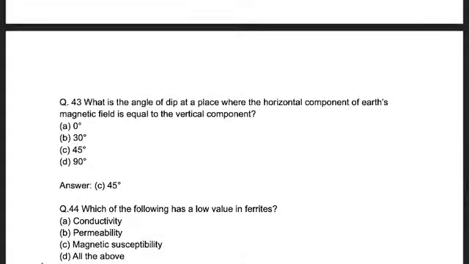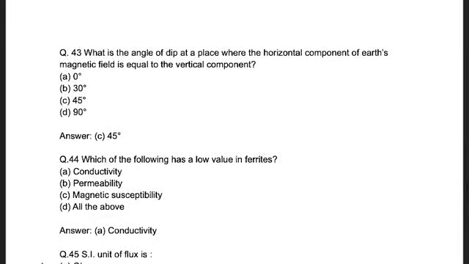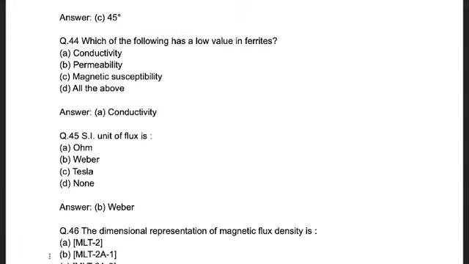Question number 44. Which of the following has a low value in ferrites? A. Conductivity, B. Permeability, C. Magnetic susceptibility, D. All of the above. Correct. The answer is A. Conductivity. Question number 45. SI unit of flux is A. Ohm, B. Weber, C. Tesla, D. None. Correct. The answer is B. Weber. Question number 46. The dimensional representation of the magnetic flux density is A.